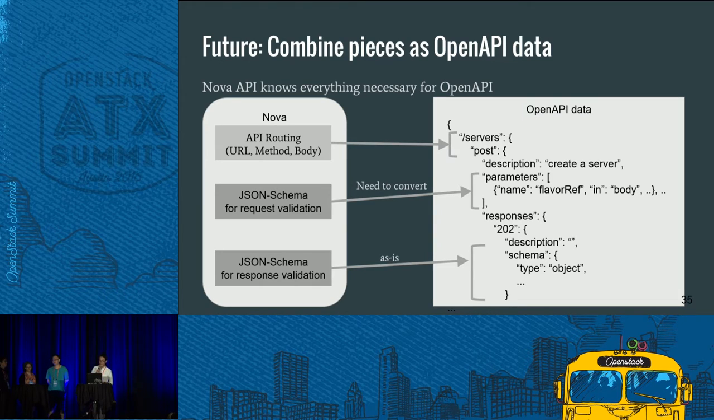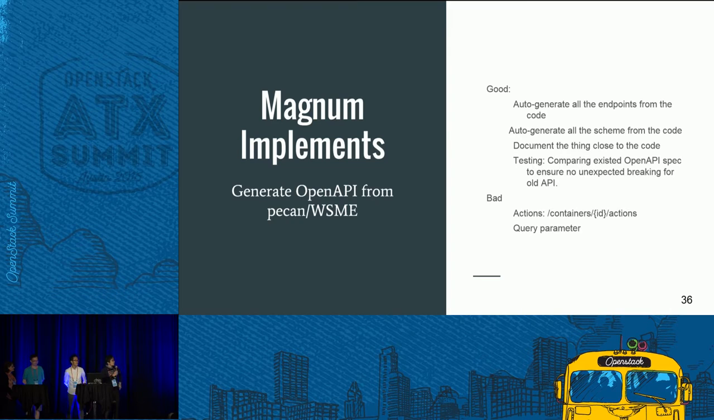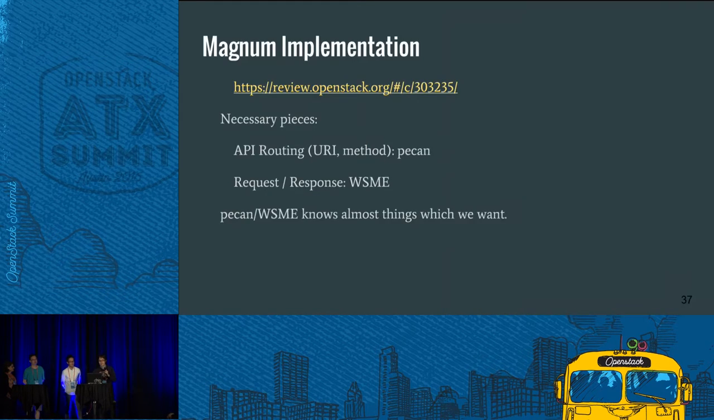Next, Motohiro will explain how to implement OpenAPI in Magnum, please. So I'll talk about the implementation details on the Magnum side. Unlike Nova, Magnum uses the Pecan and WSME frameworks for API implementation. So it's slightly easier than Nova to support OpenAPI. We already have a prototype which supports OpenAPI in Magnum. The basic concept is that API routing is gotten from Pecan, and response and request bodies are gotten from WSME. Pecan and WSME know almost everything which we want.